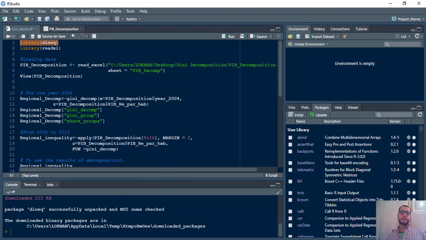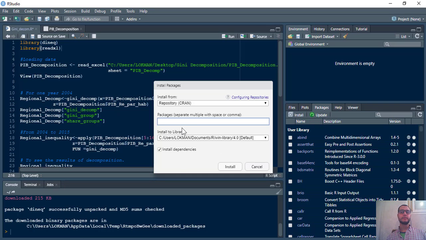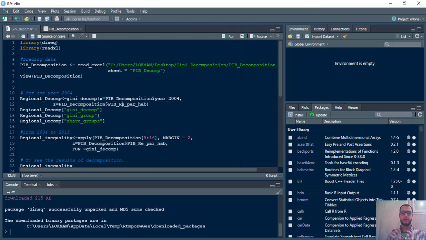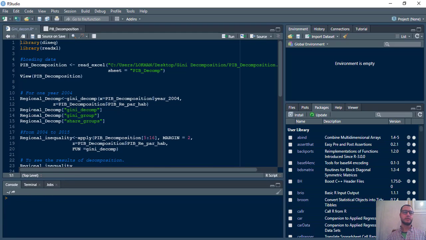The second one is the read Excel package. If you have data in the Excel format, you will need this package. The same thing, just type read Excel and click on install. So to use this package, just press Control plus Enter, or you can select this line and click Run.